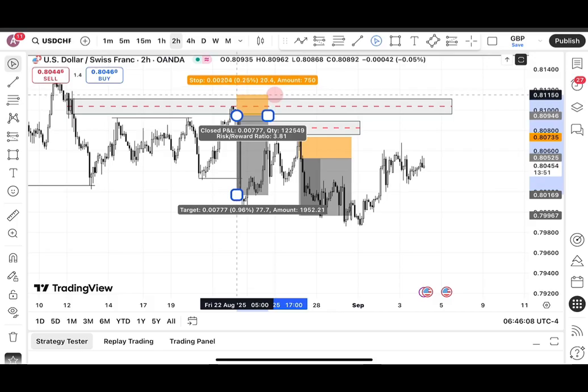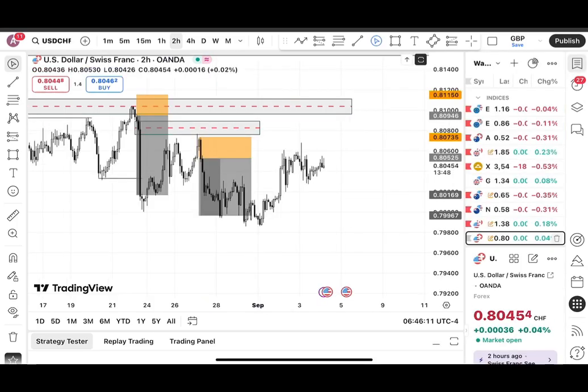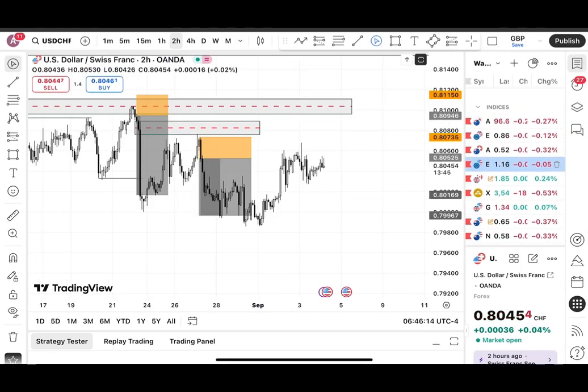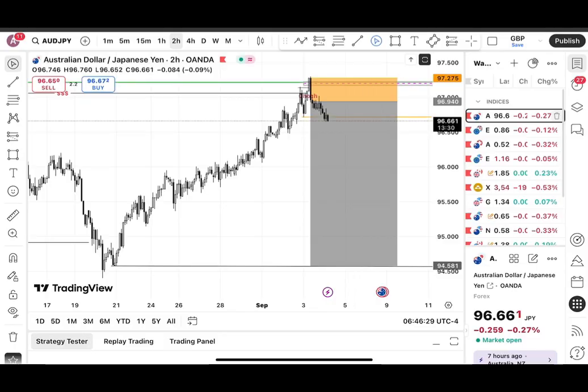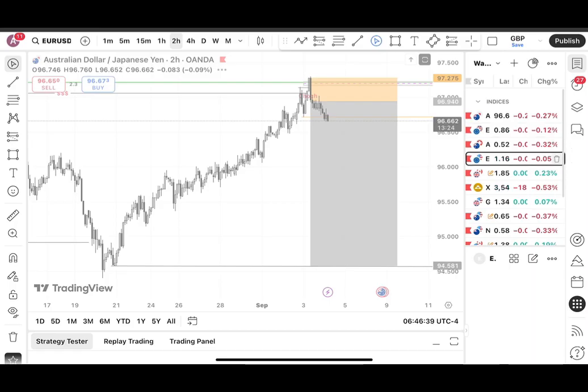this area. So we're still pushing down on the AUD/JPY while we're waiting for entry on the EUR/USD. Why is it not loading? What's wrong?